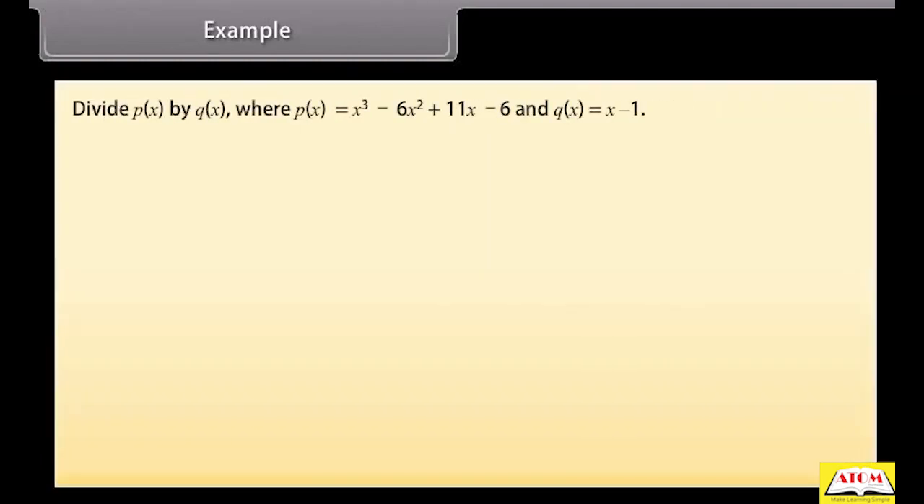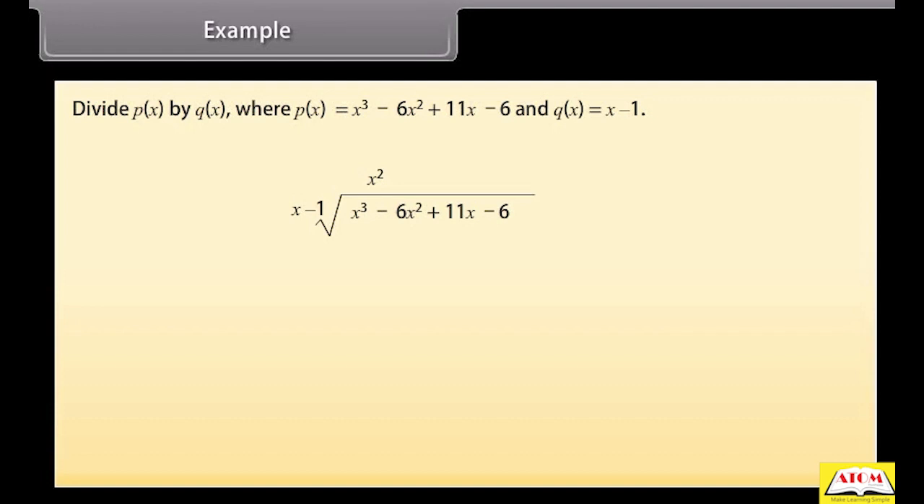Example: divide p(x) by q(x), where p(x) is equal to x cube minus 6x square plus 11x minus 6, and q(x) is equal to x minus 1. We can write it this way also. The next step is to divide the first term of the polynomial. The first term should be the one with the highest power, by the x part of the factor. In this case, you divide x cube by x to get x square, which you then write at the top of the division bar. Next, you multiply the term that you wrote at the top by the entire divisor.